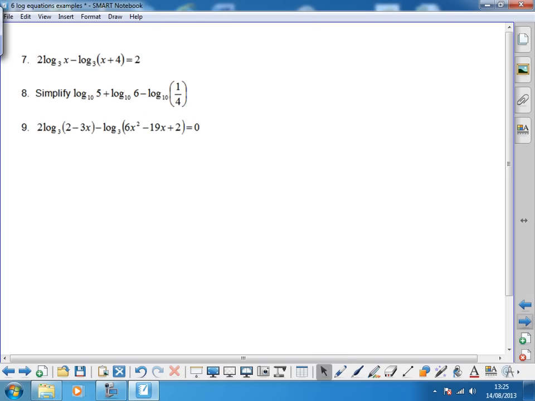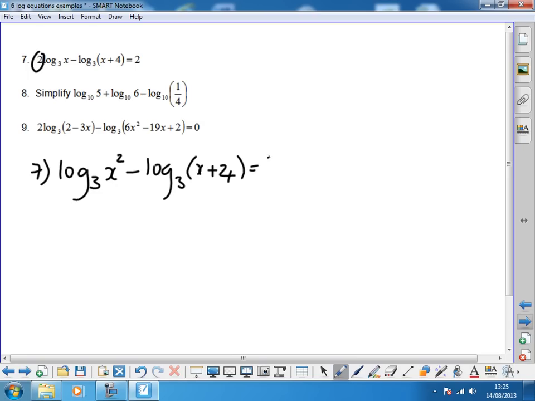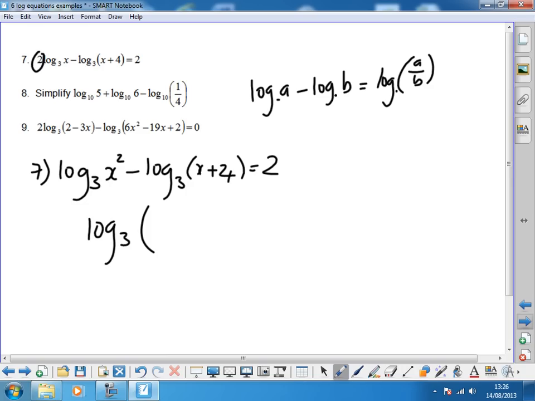Right, number 7. First thing to notice about number 7 is that I need to move this 2. Can't have that there, it's got to move to here. Don't need to change any bases, so I can write it like that. Now I know that log A minus log B is log A over B, provided the bases match up, which here they do. So I can write this as log to base 3 of x squared over x plus 4. And now I can do the opposite of log to base 3, which is 3 to the power of.